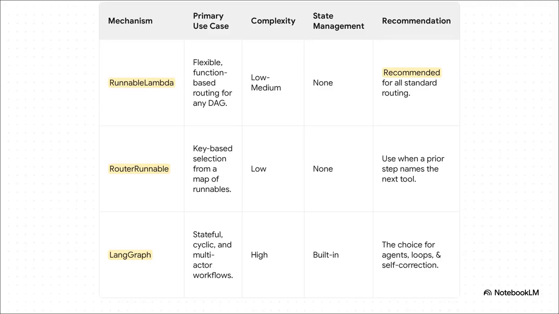So let's put this all together into a simple cheat sheet. This is your decision-making guide. For basically all standard routing in a normal forward-flowing chain, RunnableLambda is what you want. It's the recommended default. If another part of your chain has already picked the next tool by name, you can use the simpler RouterRunnable. And the moment your application needs to think in circles, remember things, or act like a true agent, you know it's time to bring in the big guns with LangGraph.